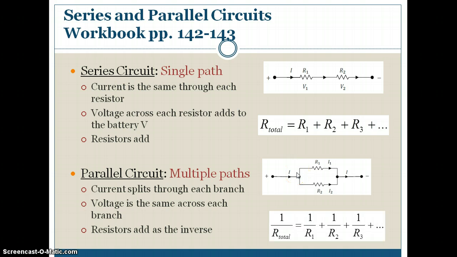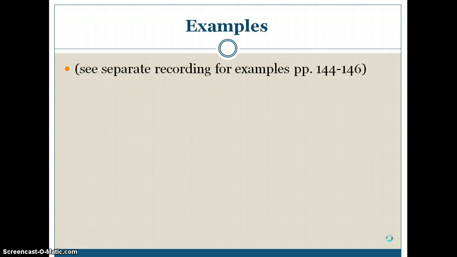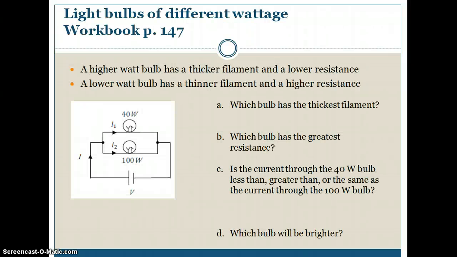And if you want to find the total resistance of that circuit, you're going to add the inverses. So 1 over the total resistance will be 1 over the first resistance plus 1 over the second resistance, etc. So I'm going to do a separate recording for the examples because those take a little bit of time to go through. So right now we're going to skip ahead to page 147 and look at bulbs of different wattages.